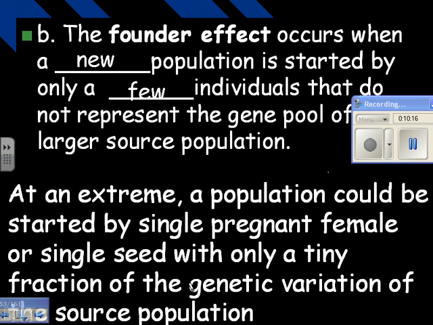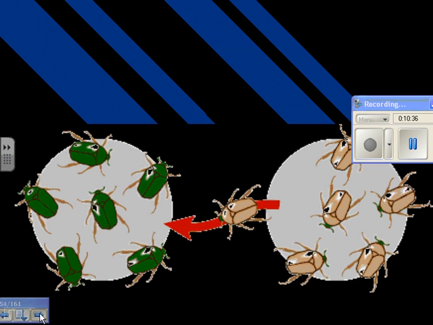So let's say you have a bird and it's pregnant and it gets blown by accident by a hurricane to a little island. Well, that bird has its baby and eventually maybe you'll have the whole island populated by these birds, but their genetic diversity will be very tiny because they were started by this one pregnant female.